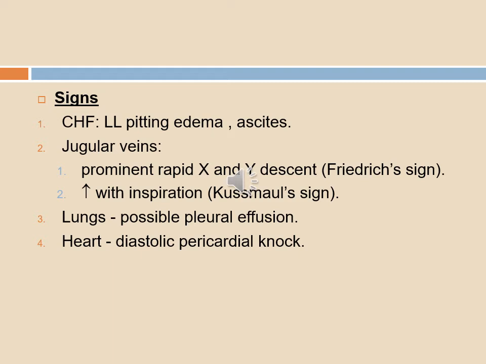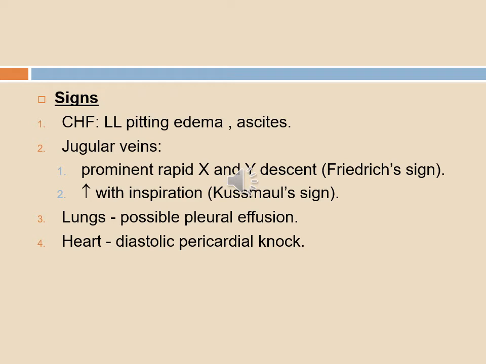This Kussmaul sign: normally the jugular venous pressure decreases during inspiration because of the inspiratory fall in the intrathoracic pressure. It's called a suction effect. But in constrictive pericarditis, this intrathoracic pressure is not transmitted, as we said in the pathophysiology, so there is a paradoxical increase in the jugular venous pressure during inspiration, which is called the Kussmaul sign, and it's a true physiologic paradox. And the heart, you could auscultate.